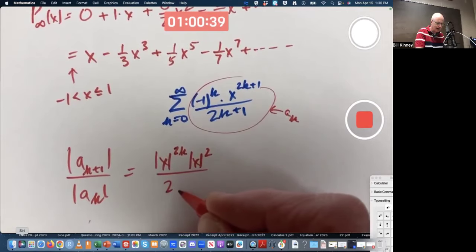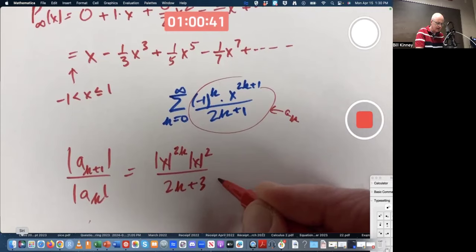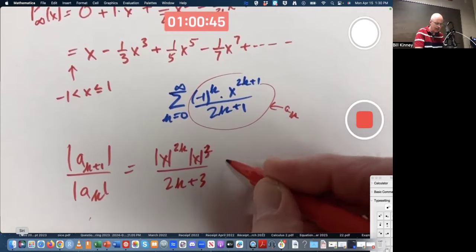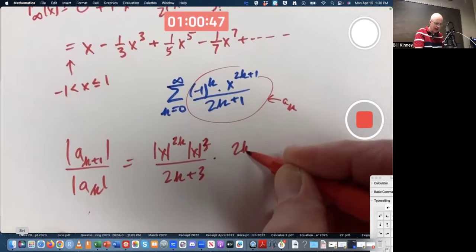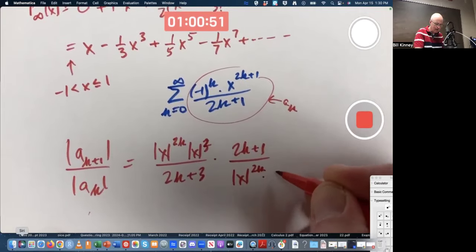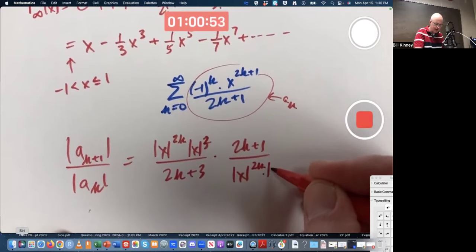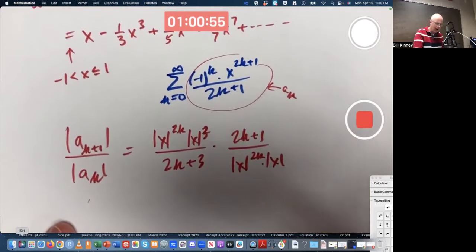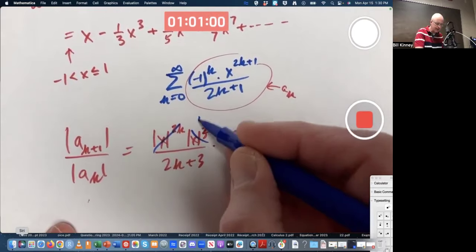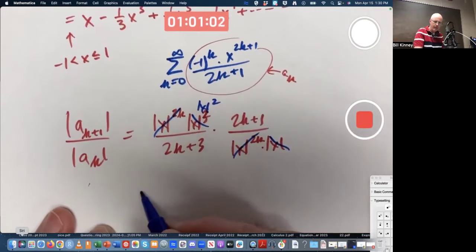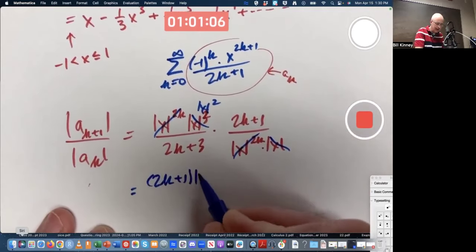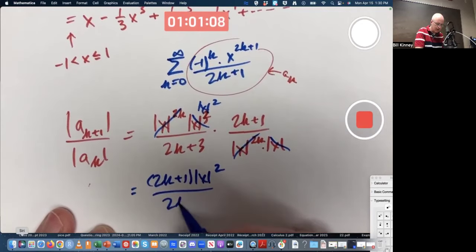I'm doing a calculation in my head here. 2k plus 3, I believe. Well, this might be a 3 here. I think it's a 3. I think this is what you get. I'm not positive. I'm doing a calculation as quick as I can in my head. That cancels with this. This partially cancels with this to leave absolute value of x squared. I get 2k plus 1 times the absolute value of x squared over 2k plus 3.